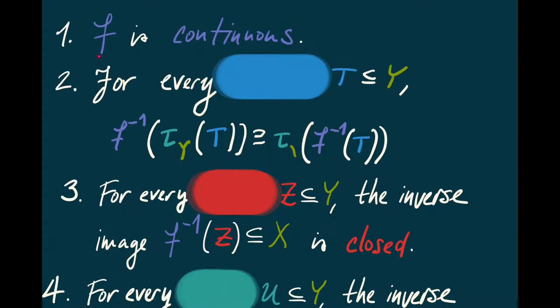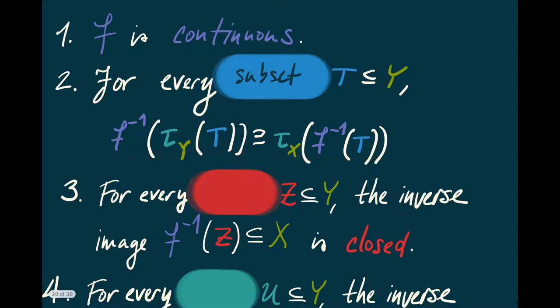That is to say, this is the characterization that says that the image of the closure is contained in the closure of the image. That's equivalent to the following characterization. For every subset T of Y, our target, the inverse image of the closure contains the closure of the inverse image. Notice the direction of this subset relationship. In other words, the closure of the inverse image is contained in the inverse image of the closure.